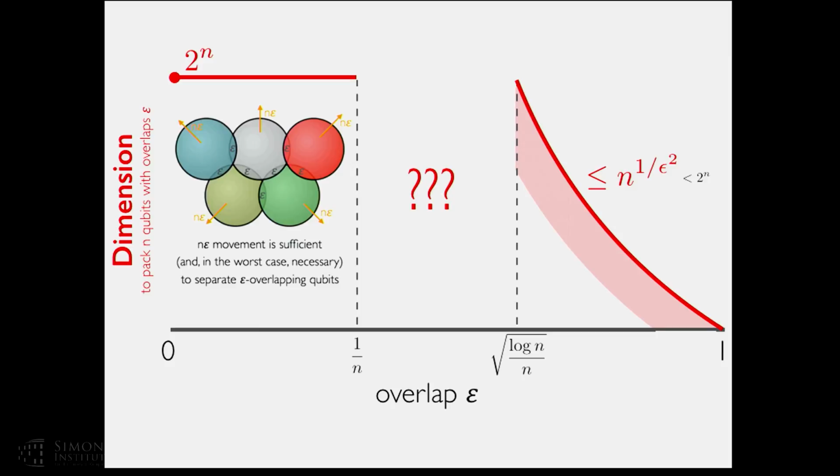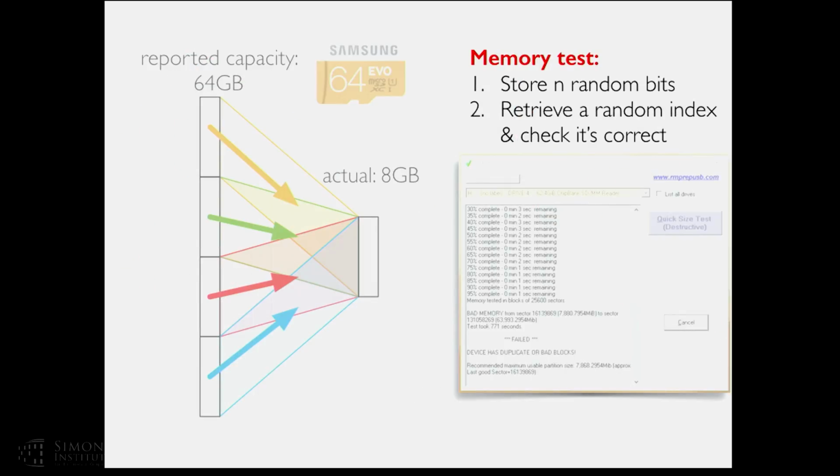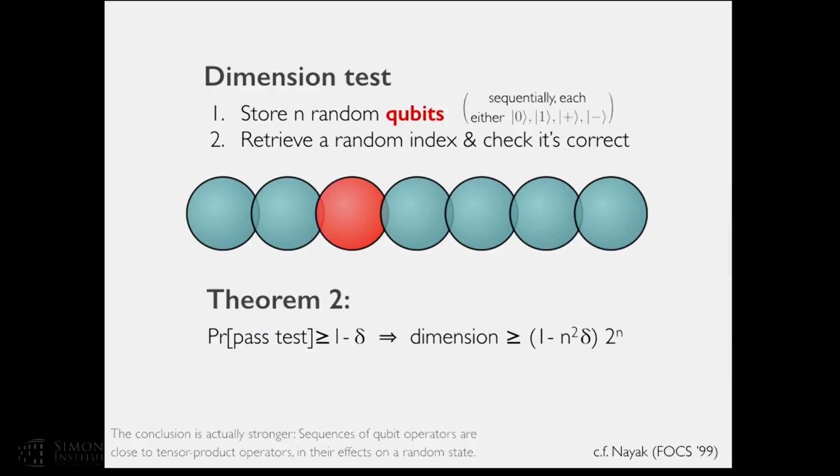OK, so that's the situation for packing qubits. Let me come back to the question of how you test the dimensionality of a system. Here again, it's the classical test: you store n random bits, and then you check just one of them to see that it's right. Our quantum test is exactly the same, except we store random qubits. So you store n random qubits into your system. Each one is either 0, 1, plus or minus. Then you just check one of them and measure it, to make sure it's correct.